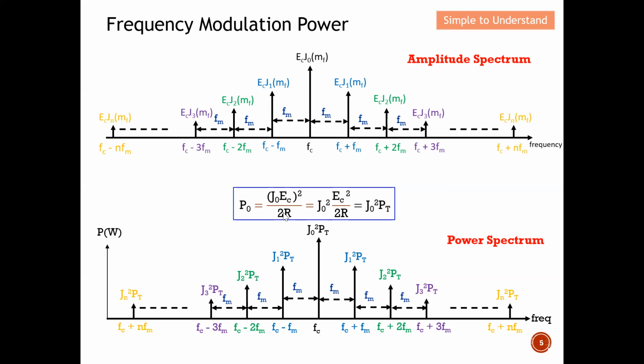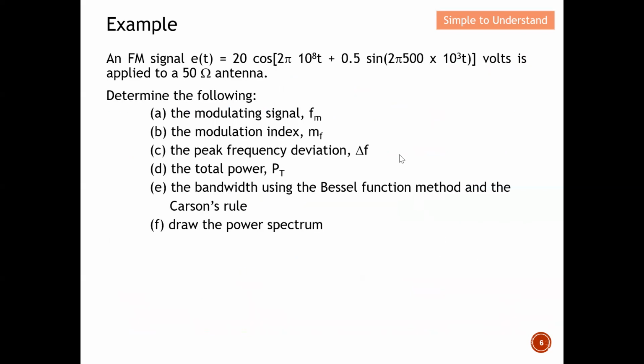As squared divided by 2R, I actually convert this into power. And I also replace all those terms on all those significant coefficients. So this is how I actually obtain the power spectrum. Let's do an example. An FM signal.